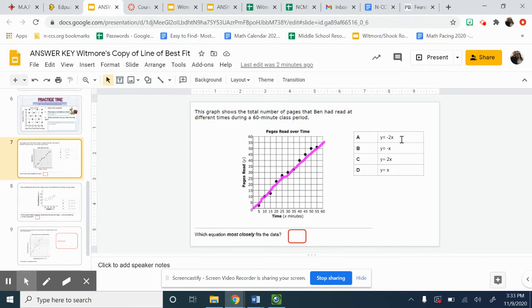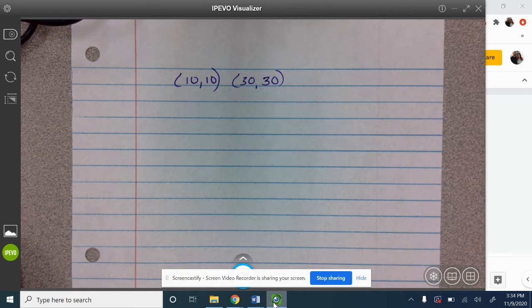Now, to figure out my information from there, we're going to pick 2 data points. I'm going to use this one right here at 10:10. And I'm going to use, where's another data point? Right there is one that I hit at 30. And all I've done is write those down for you to see.